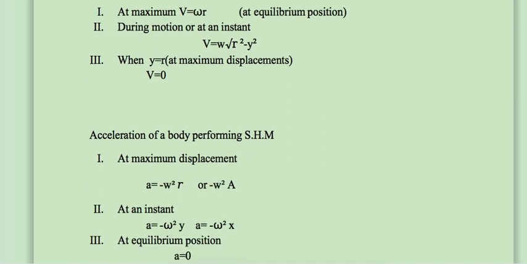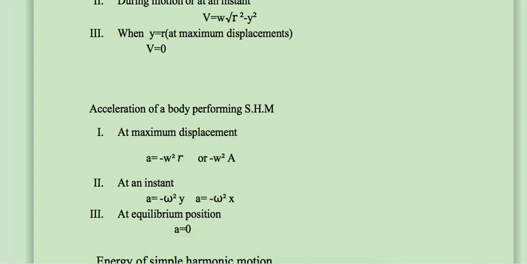Now, let us consider the acceleration. Acceleration of a body performing harmonic motion is, from our definition, directly proportional to the displacement. So the acceleration here is equal to A equals minus omega squared R, or I can write it as minus omega squared A. That is when it is at maximum.